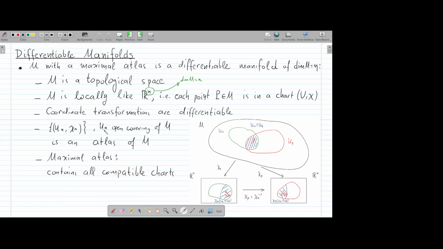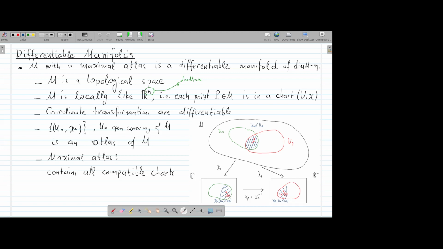So if we have a set of charts where the sets U alpha cover the whole manifold M, then we call this an atlas of M, with the understanding that all these charts are compatible, in the sense that all coordinate transformations exist and are differentiable.